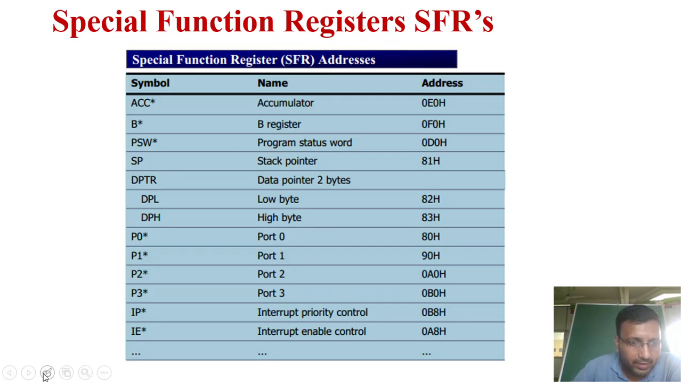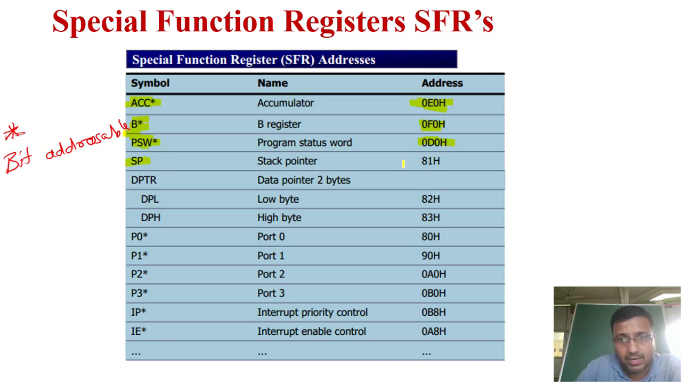Here I can give the details about the SFR addresses. So the accumulator is located at 0E0. Then the B register is located at 0F0. The star indicates these are bit addressable. Whatever has a star written is bit addressable. Again, PSW is located at 0D0.